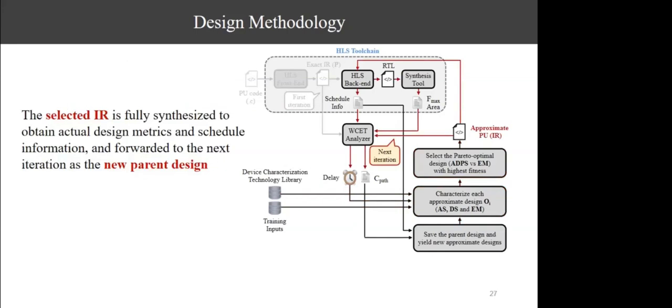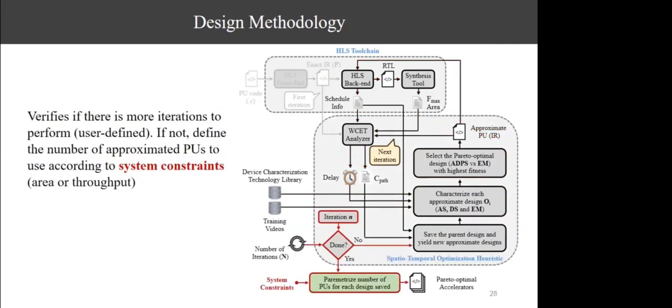The Pareto-optimal design in terms of area delay product savings and error metric with the highest fitness is then defined as the new parent design and synthesized to obtain exact design metrics and the new schedule information. The last step is verifying if there are more iterations to perform, which is user-defined. If not, a set of Pareto-optimal accelerators is built using the Pareto-optimal designs generated by each iteration, respecting the area or throughput constraint.